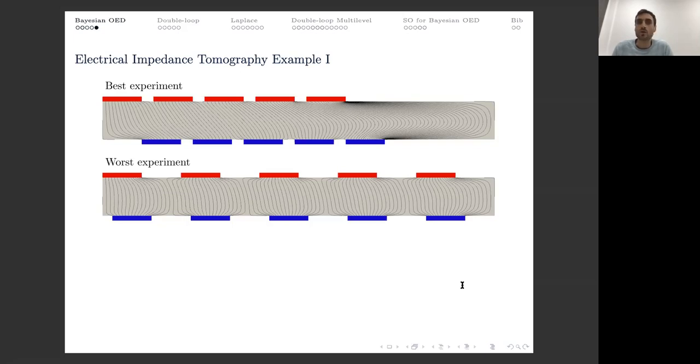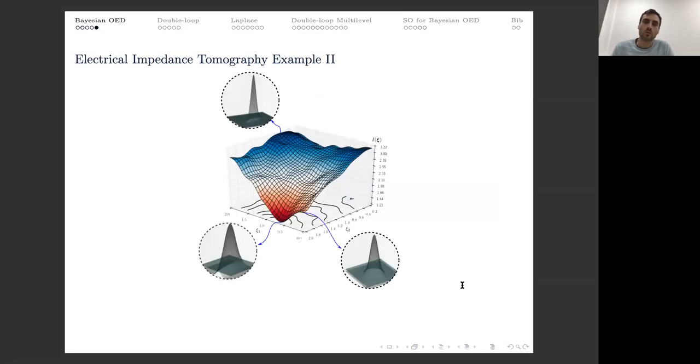And on top, I am showing the best experiment we could find, assuming that our variable here, our design, is the position of the electrodes. On the bottom, we have the worst experiment. And here I show you the surface corresponding to the expected information gain for many different experiments.